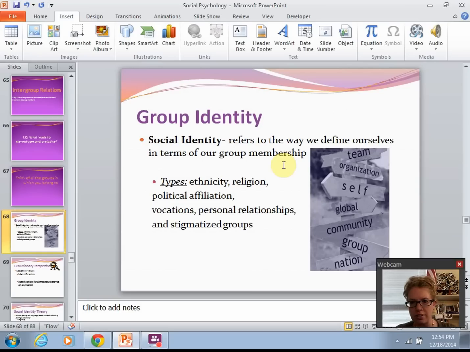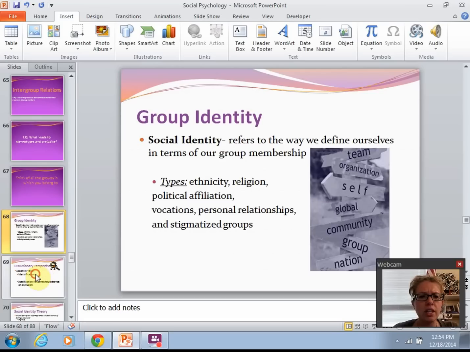So how important do you consider these groups that tie you to other people? Is it something that you would include when somebody asks you, well, who are you? Is it something that you would use to describe yourself? Well, I play sports, or I am European American, or whatever, okay? So there's all kinds of different types of groups according to social psychologists: ethnic groups, religious groups, political affiliation, vocations. Put in your notes under vocations, that means careers or jobs that you have. Personal relationships, and then of course stigmatized groups, okay?